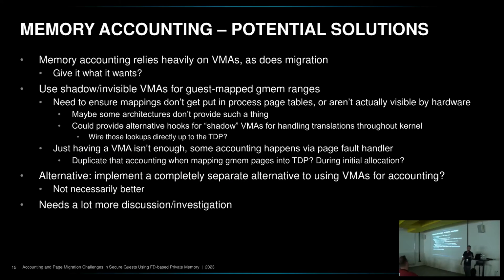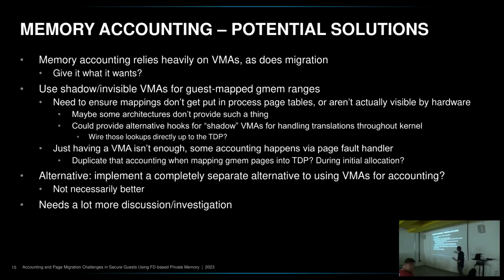So it seems like a lot of these issues stem from not having a VMA associated with the memory that's being allocated through the GMEM file descriptor. So maybe one of the simplest solutions is just to give the kernel what it wants and allocate some sort of shadow VMA or invisible VMA, so that all of this accounting stuff just magically starts working because there's now a VMA that's tracking that. But it ends up not really being that easy.